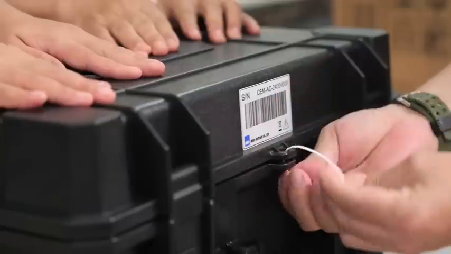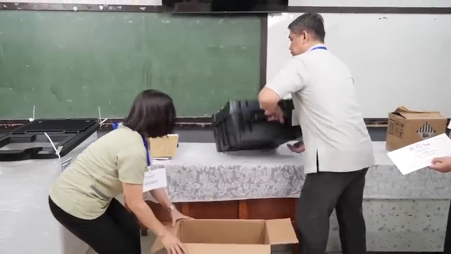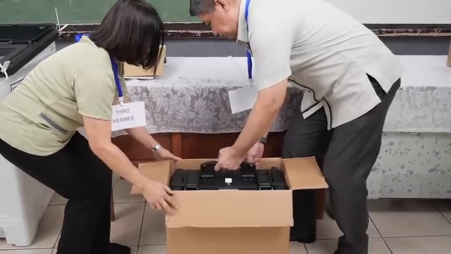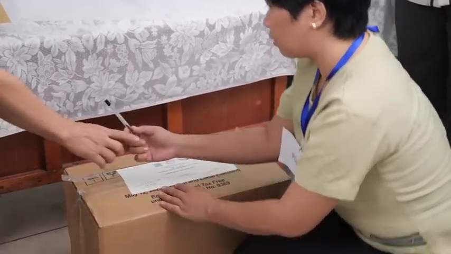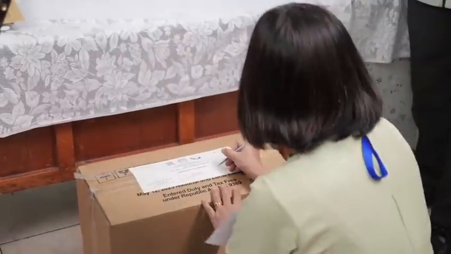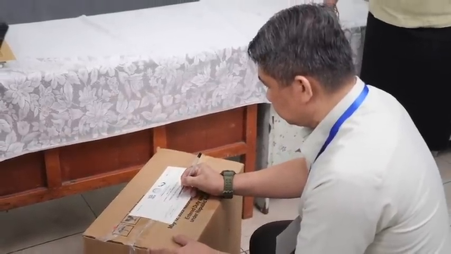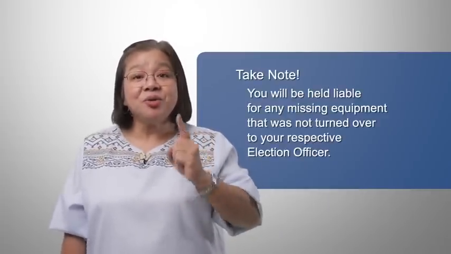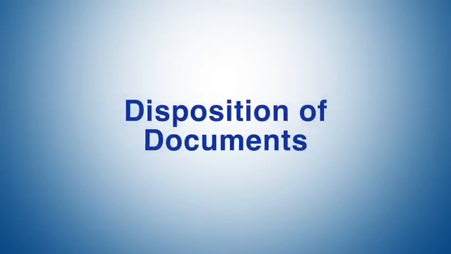Seal the ACM case with a plastic seal provided. Then, place the ACM case and battery inside the ACM box and place the sealing sticker to secure it. Take note, you will be held liable for any missing equipment that was not turned over to your respective election officer. After closing and sealing the ACM box, you shall proceed with the disposition of documents.